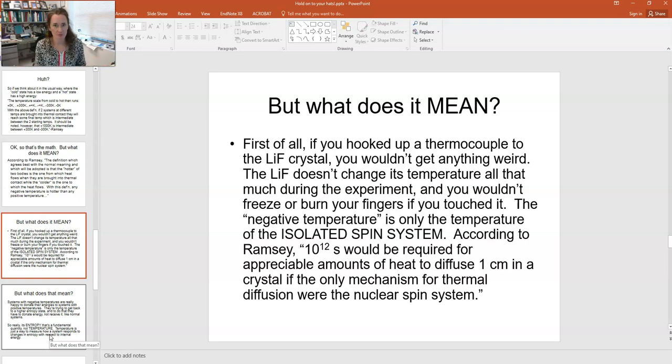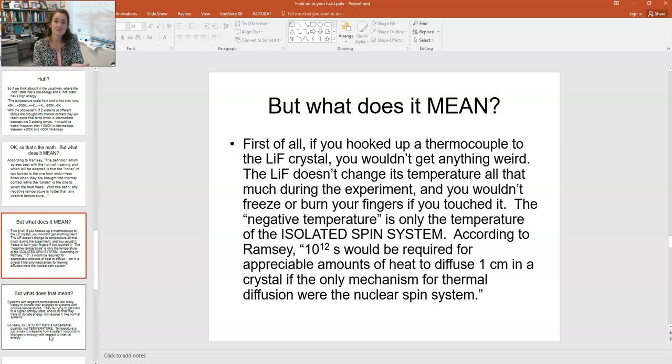So let me reiterate. If you hooked a thermocouple up to this lithium fluoride crystal, you wouldn't get anything weird. The lithium fluoride isn't changing its temperature all that much during the experiment, and you wouldn't freeze or burn your fingers if you touched it. The negative temperature is the temperature of the isolated spin system, and according to Ramsey, "10 to the 12th seconds would be required for appreciable amounts of heat to diffuse 1 centimeter in a crystal if the only mechanism for thermal diffusion were the nuclear spin system." So this isn't really a typical temperature that we're thinking of. This is the temperature of the nuclear spin system itself.